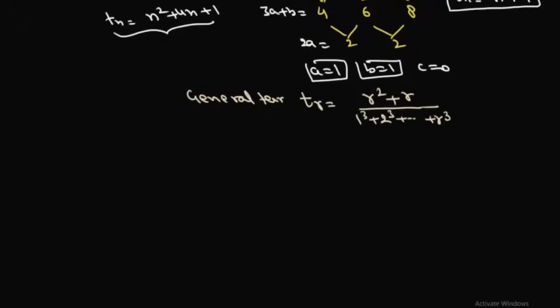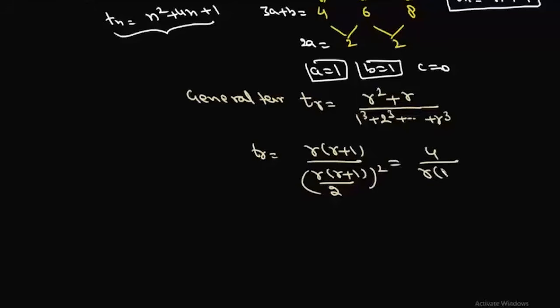Now we can write this as Tr equals r into (r plus 1), and this is ((r plus 1) by 2) whole square. As (r plus 1) will cancel, it will be 4 upon r(r plus 1), which we can also write as Tr equals 4 into (1 upon r minus 1 upon r plus 1).